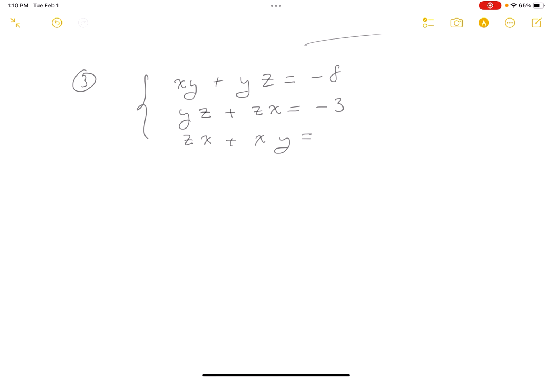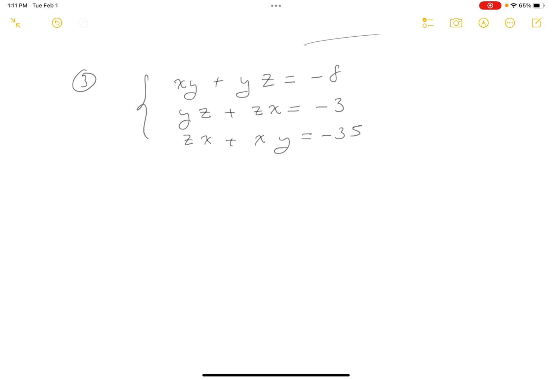I also want to recommend that copying a problem is not a good idea. Oops, I lost my screen there. And that's minus 35. So I want to see if I got it right. xy plus yz equals minus 8, yz plus zx equals minus 3. Let's see, zx plus xy equals minus 35.